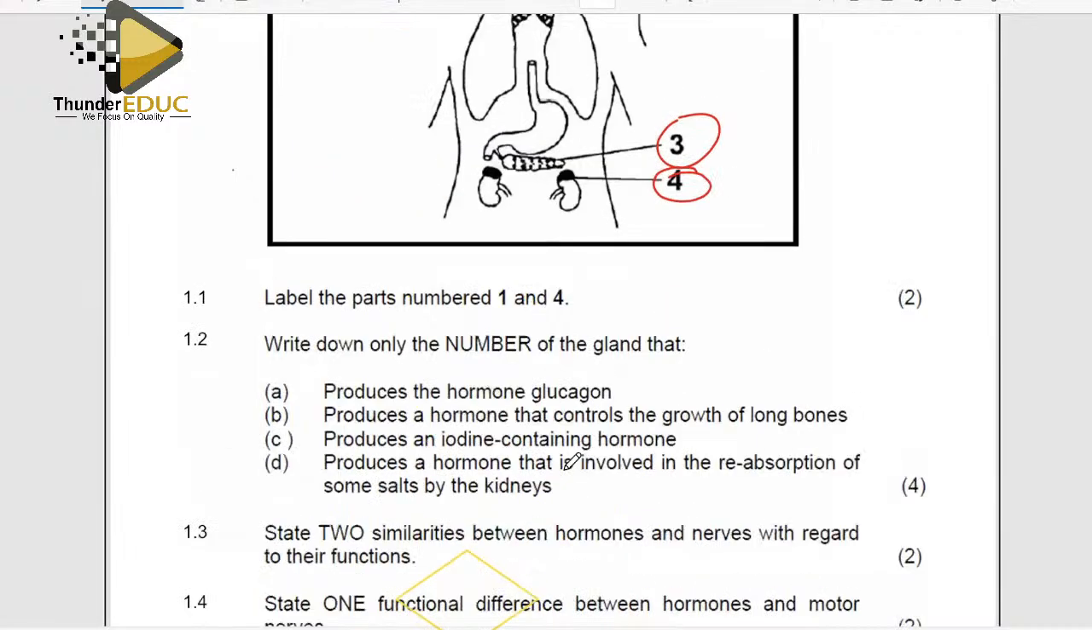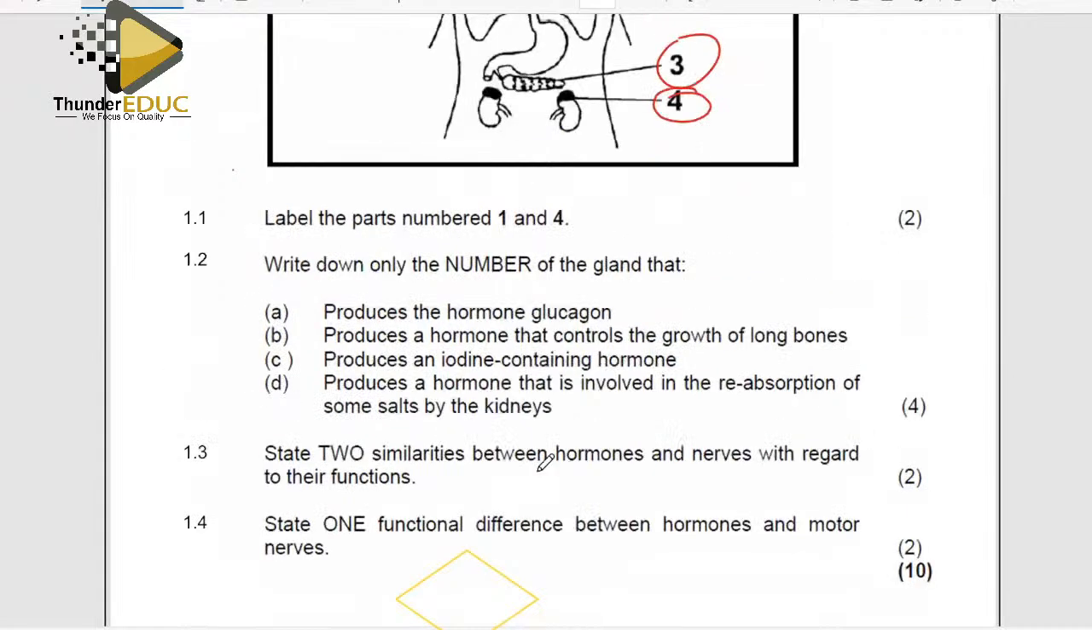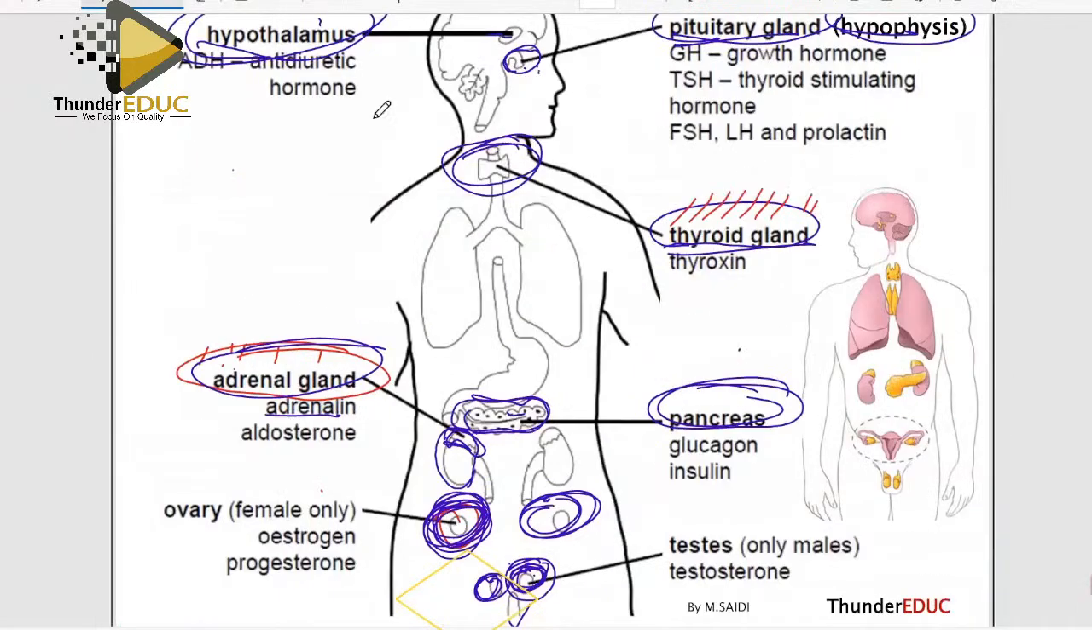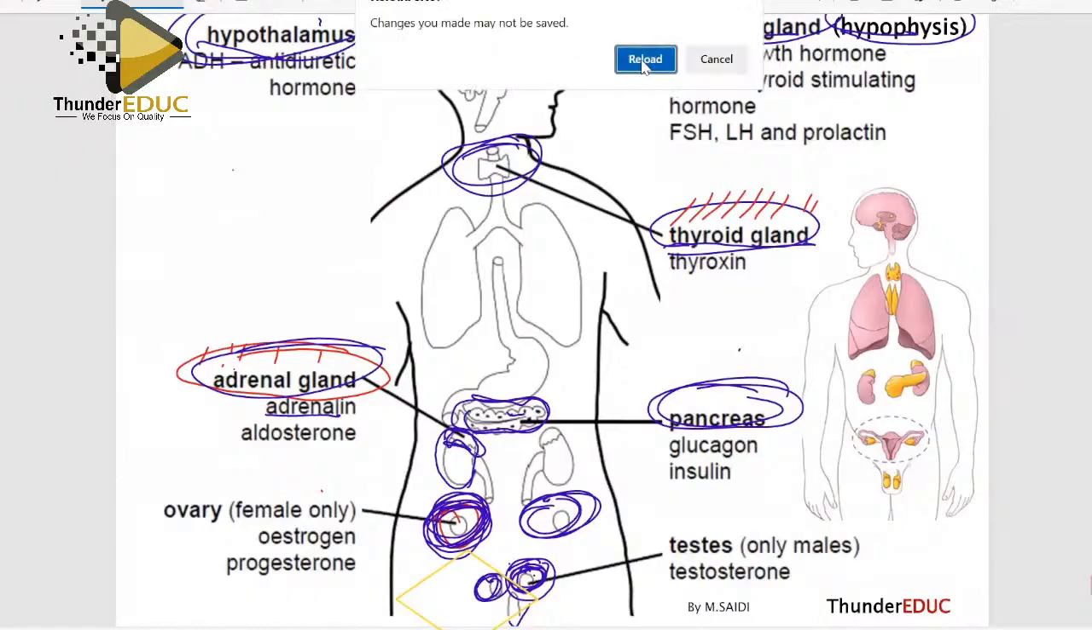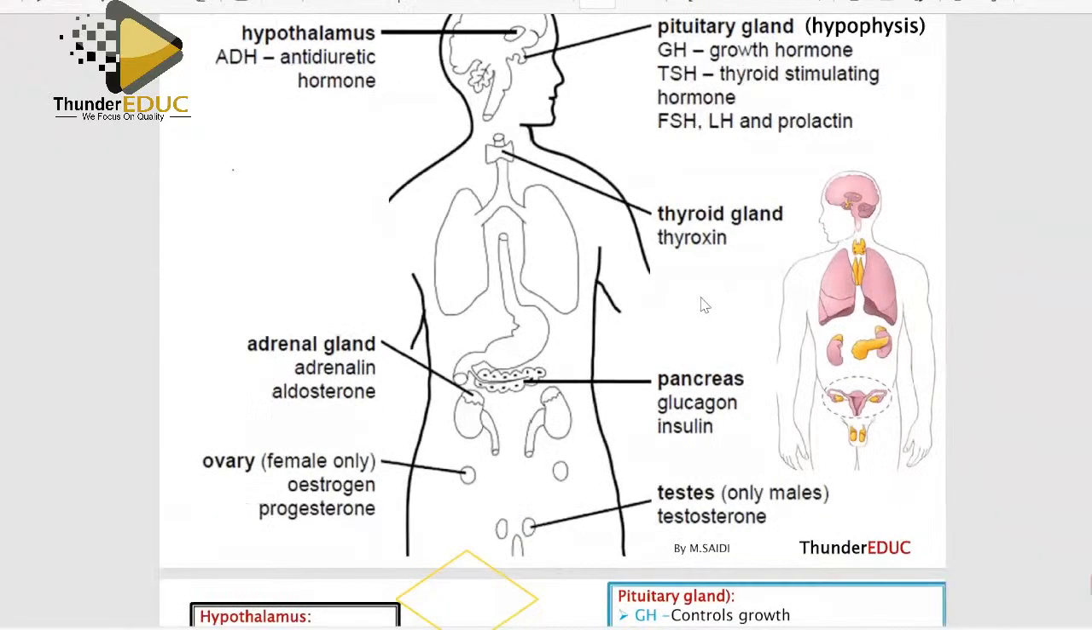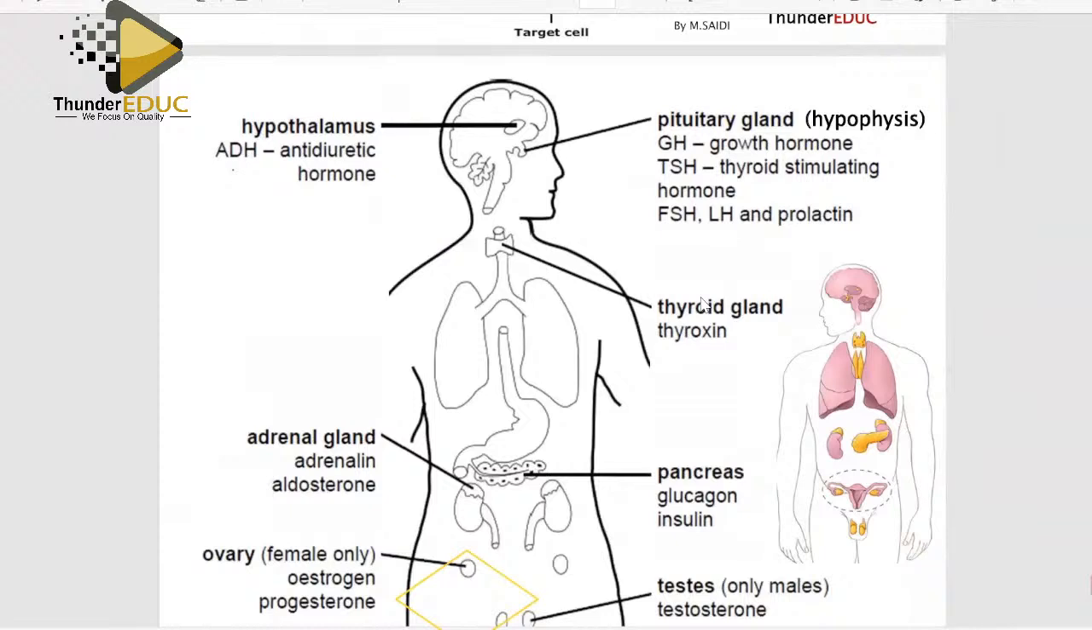Now, the second step, after knowing where they are located. We know the locations. Now we need to know the function of each hormone. This one is called a master gland, because it produces a number of hormones which control other glands. So we call it the master gland.